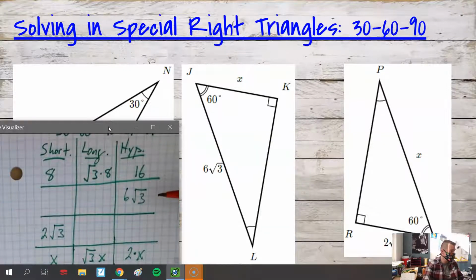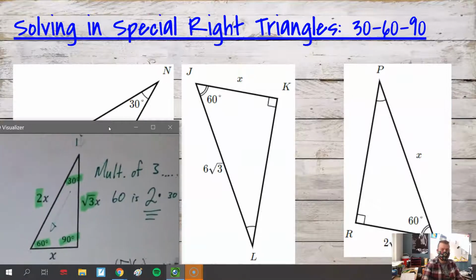Go ahead, speak up. Figure out the short leg is just like if you think about it backwards. So for example, if the short leg was 4, then you would just multiply it by radical 3, so you can just take away the radical 3. Are you sure about that? Yeah, because you're dividing.